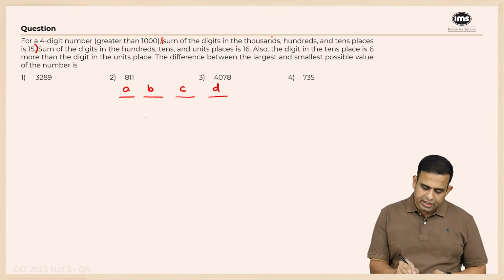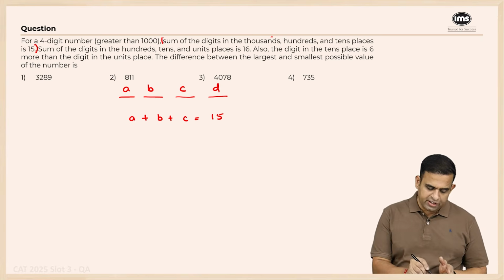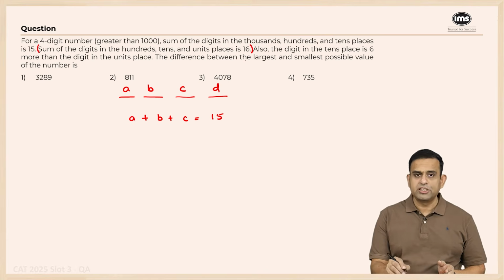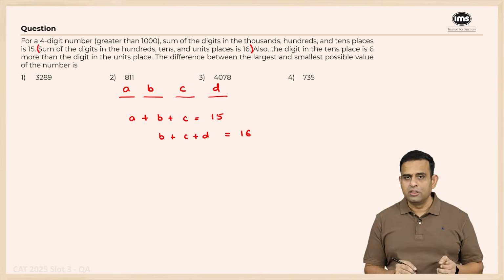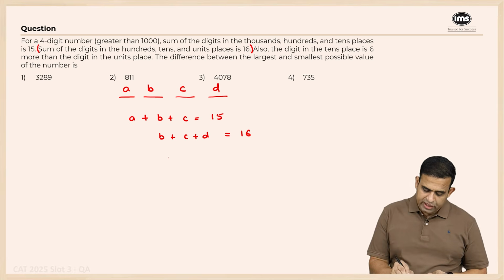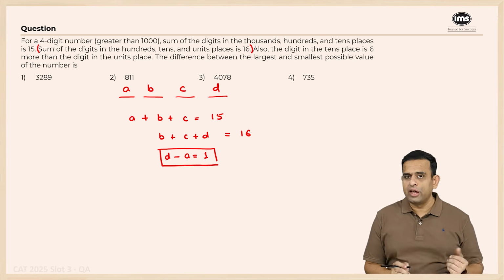So as per the first condition, the equation which I can form is A plus B plus C is equal to 15. Also they are telling you further that the sum of the digits in the hundreds, tens and unit place, that means B plus C plus D, is equal to 16. So from these two equations, if I do a subtraction, B and C get eliminated, and we find that D minus A is equal to 1, and that simply means D is going to be 1 more than the value of A.